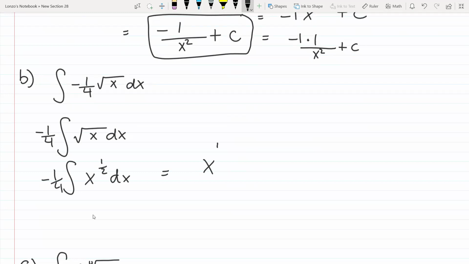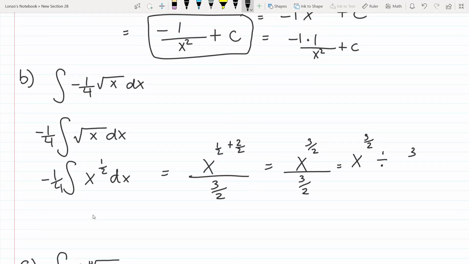Use the power rule. So 1/2 plus 1, or 2 over 2, divided by that power. 1/2 plus 2 over 2 is 3/2. So that is x to the 3/2, divided by 3 over 2, a complex fraction. So that's x to the 3/2 divided by 3 over 2. Cross multiply, so that would be 2x to the 3/2 over 3.